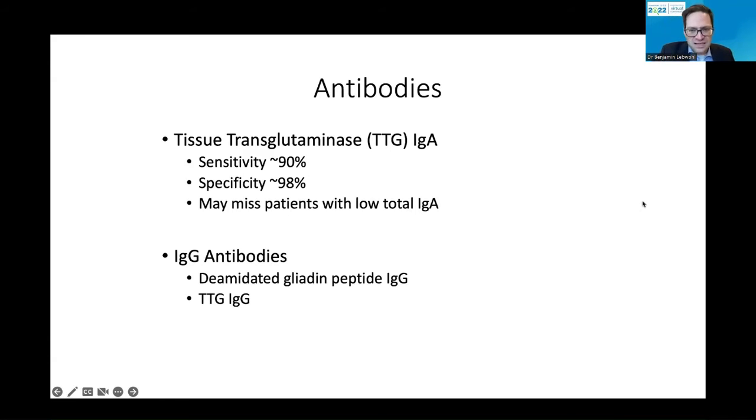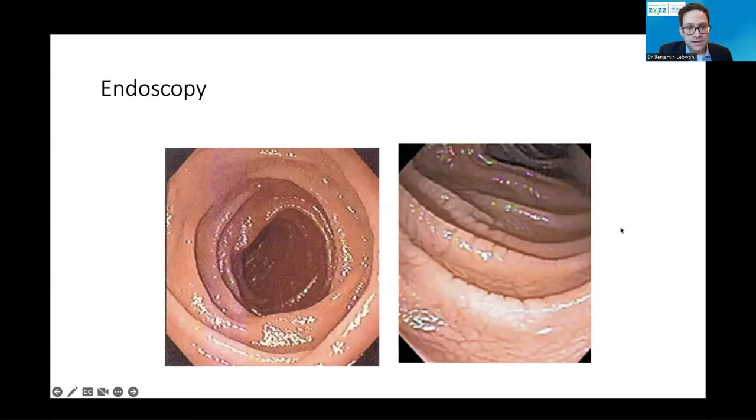Unfortunately, because of that complexity, often people order an entire panel and we can get isolated, elevated IgG antibodies that are most often a false positive and can lead to confusion and even in some cases, false diagnoses. Now, if the antibody level is elevated, the standard next step is to proceed to an upper endoscopy.